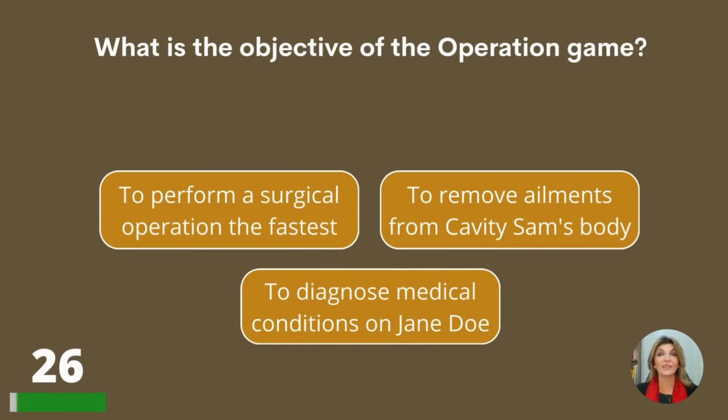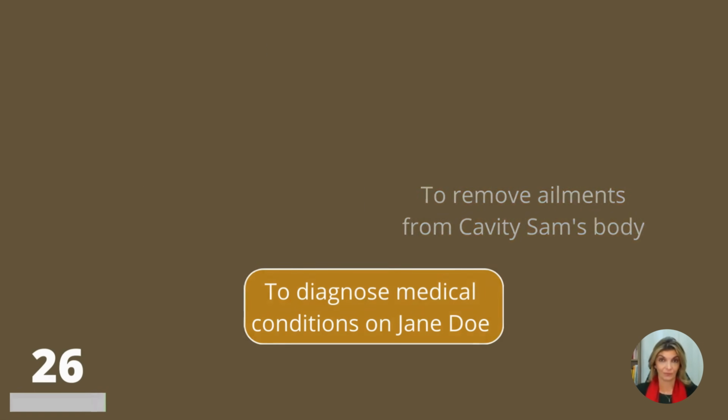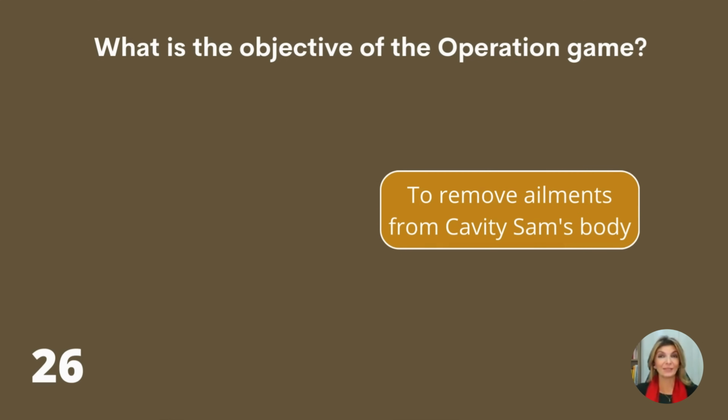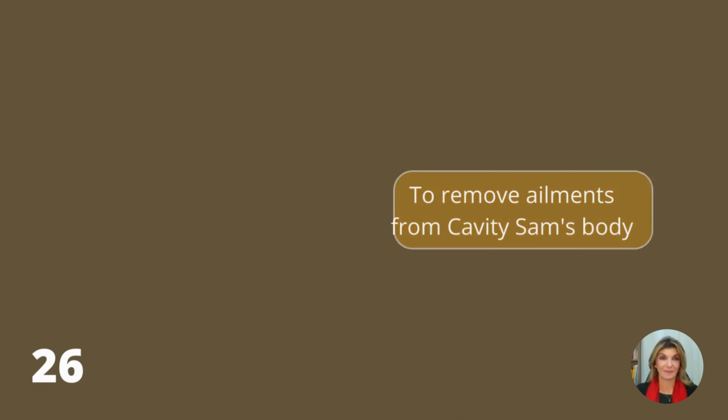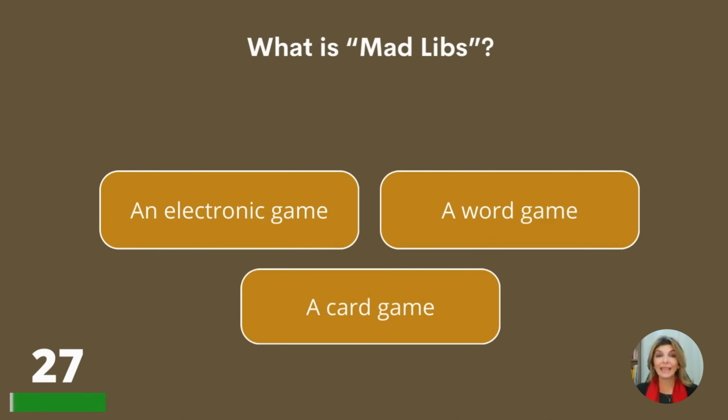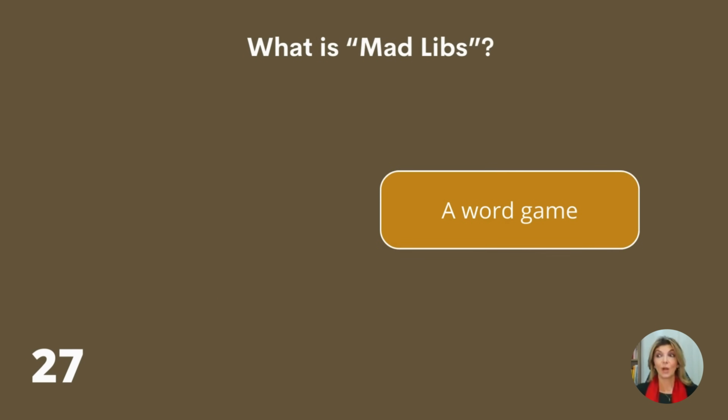What is the objective of the operation game? To perform a surgical operation the fastest, to remove ailments from Cavity Sam's body, or to diagnose medical conditions on Jane Doe? To remove ailments from Cavity Sam's body. What is Mad Libs? An electronic game, a word game, or a card game? A word game.